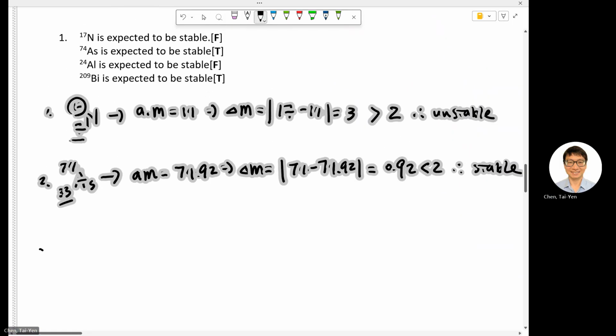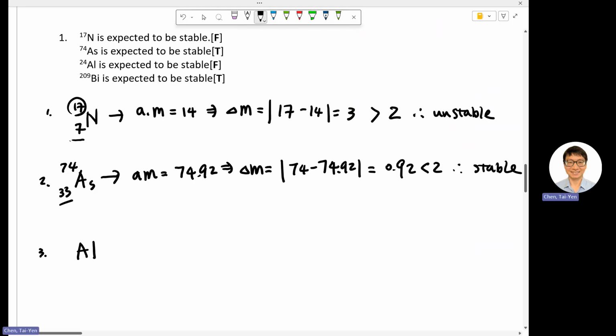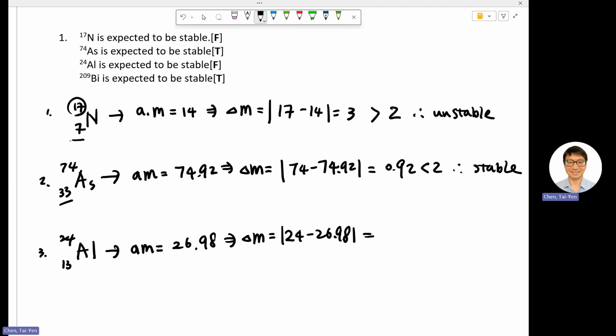Number 3, aluminum 24. Okay, what's the proton number? 13. Okay, atomic mass 26.98. Then you calculate your delta M, which equals 24 minus 26.98, they give you 2.98, which is larger than 2, therefore unstable.